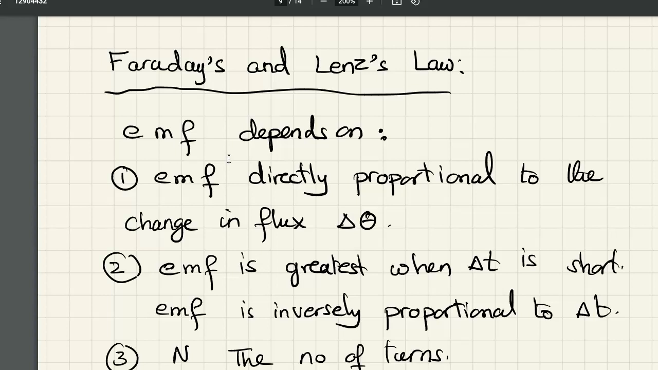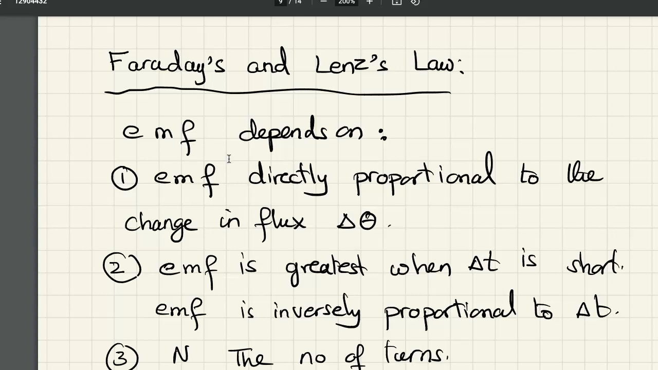Now, most of the time we use Faraday's and Lenz's law together. Sometimes we call it Lenz's rule. Mainly, Faraday's law is going to be used to calculate the value or the magnitude of the EMF induced, and Lenz's law is going to indicate the direction of the current.